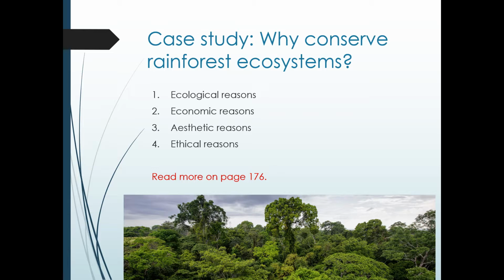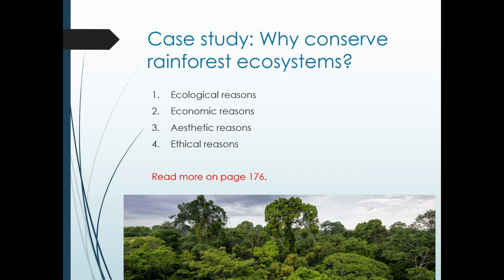The titles of the reasons are the same, but the reasons on their own are different. For example, conservation of a lake will be different from conservation of a rainforest. It will have different economic reasons and different ecological reasons. There will be different species living there, therefore you will have different ecological reasons.